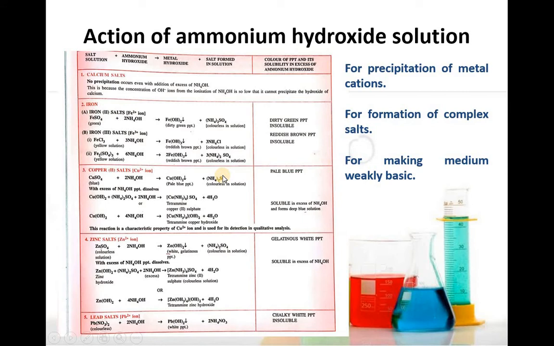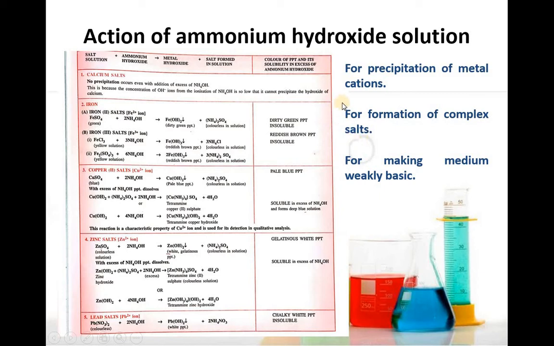Next, go for the action of ammonium hydroxide solution. Now ammonium hydroxide can be used in a variety of applications in qualitative analysis. These are all qualitative analysis. First is the precipitation of metal cations. We'll see, here all the precipitation had been done. Then the formation of complex salt.